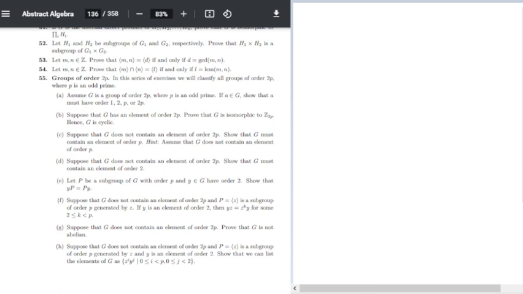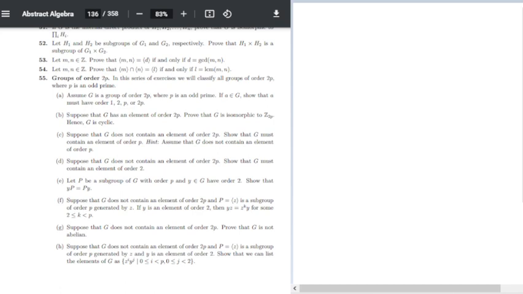B. Suppose that G has an element of order 2p, prove that G is isomorphic to Z_2p, hence G is cyclic. It's because the cyclic subgroup generates the whole group. C. Suppose that G does not contain an element of order 2p. Show that G must contain an element of order p. Hint, assume that G does not contain an element of order p. So if G doesn't contain an element of order 2p, then G must contain an element of either order p or order 2. If G does not contain an element of order p, it contains an element of order 2.